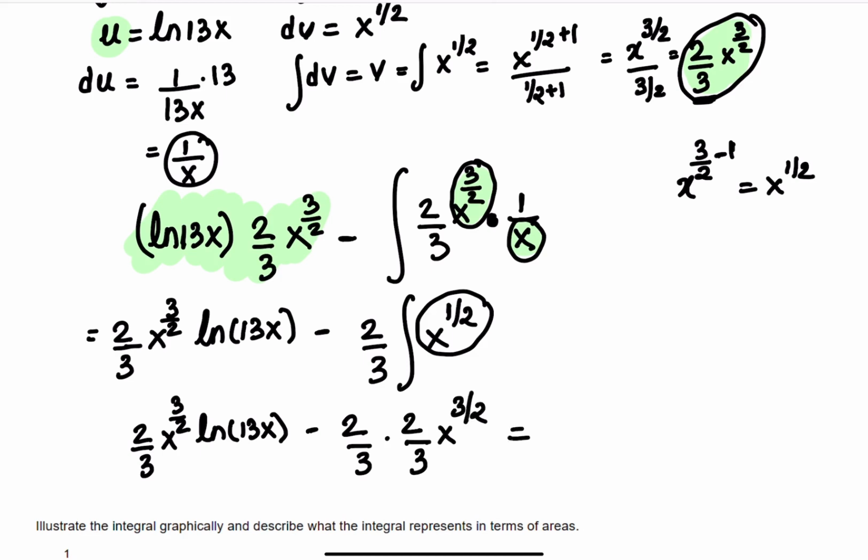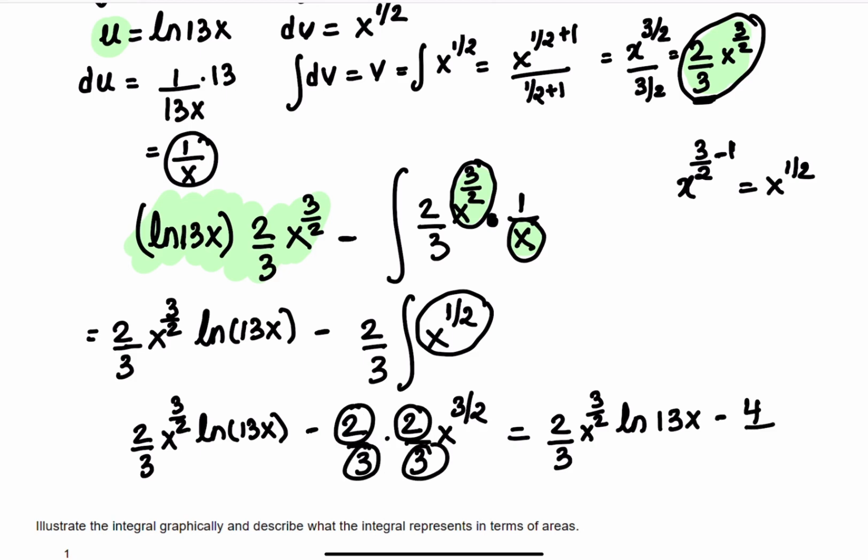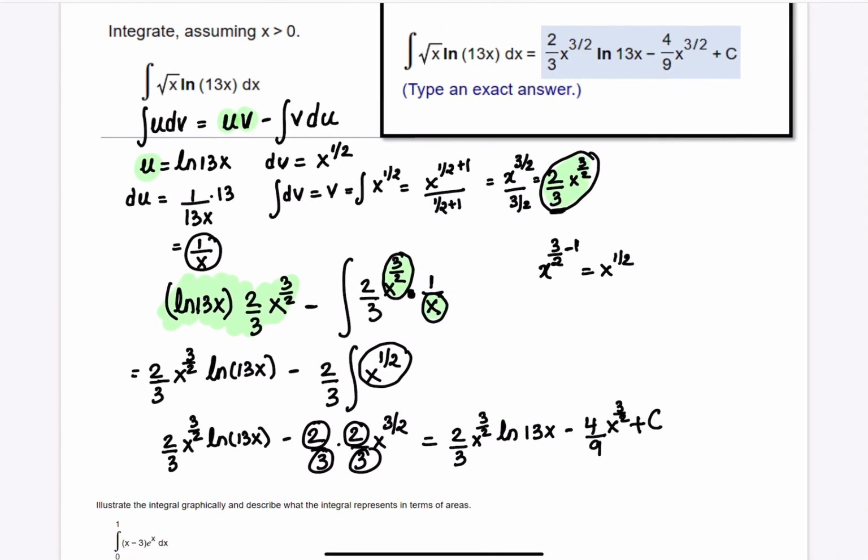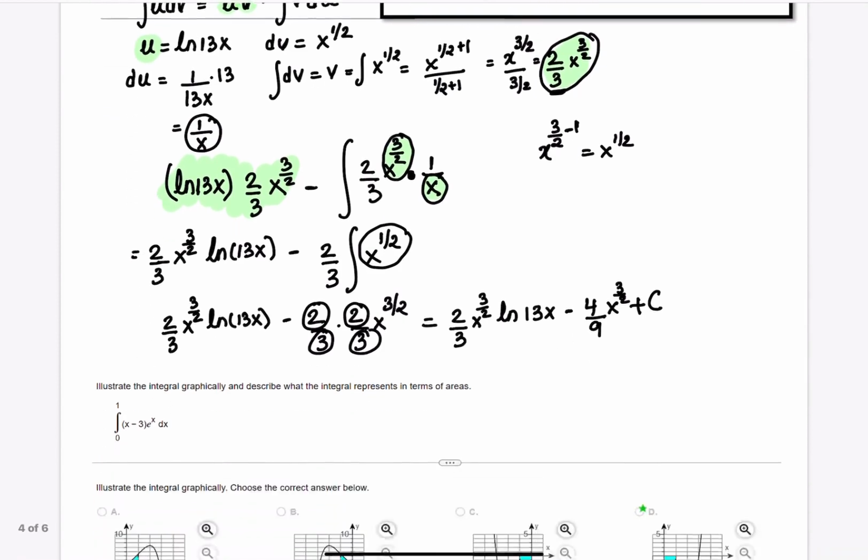When I simplify this further, I get 2 over 3 x to the power 3 over 2 ln 13x minus 2 times 2 is 4, 3 times 3 is 9, 4 over 9 x to the power 3 over 2 plus your c. Do not forget your c. All right? Now, let's go ahead and take a look at the next problem.